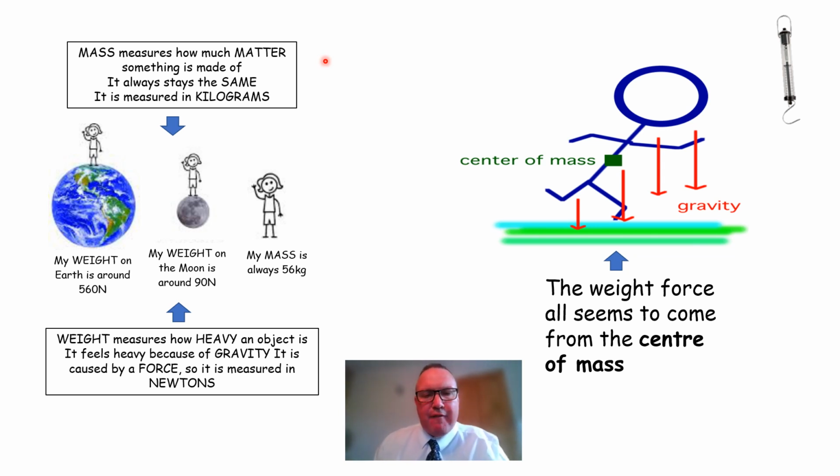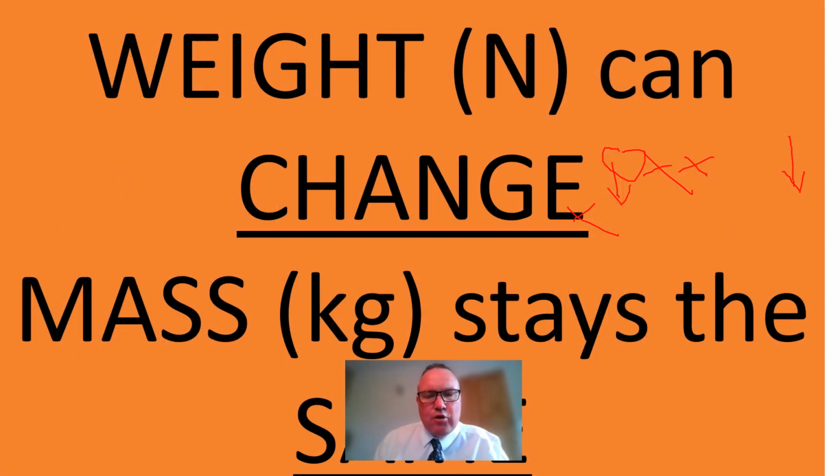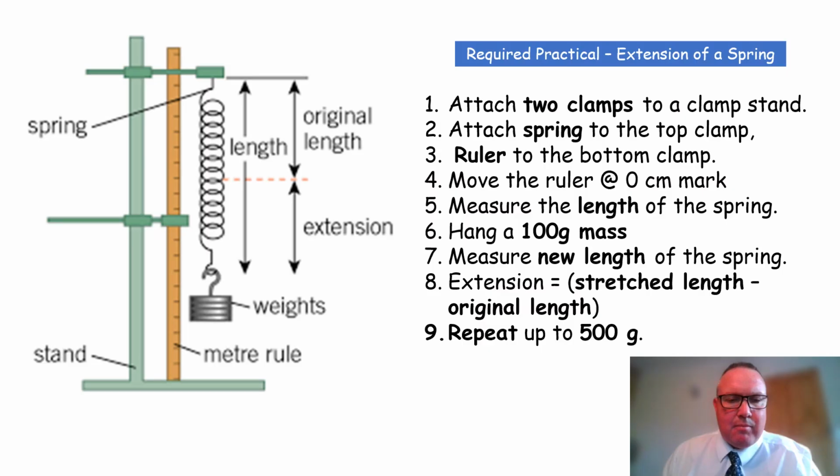Now, when we draw a force arrow to show the force of gravity, we must draw it coming from the center of gravity. So we don't draw it coming from anywhere other than the center of gravity on an object. So when you're given a diagram, draw your force arrow coming from the center of mass. Because weight is a force, it is measured using a Newton meter and it's measured in newtons. So weight in newtons can change, but mass in kilograms always stays the same.